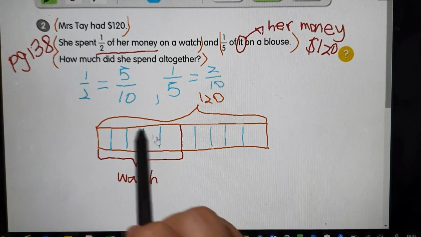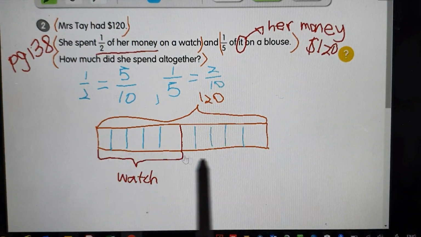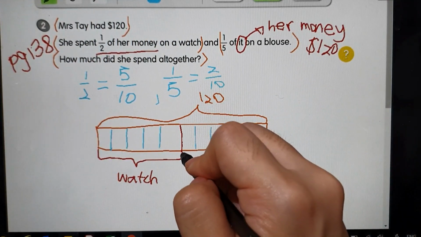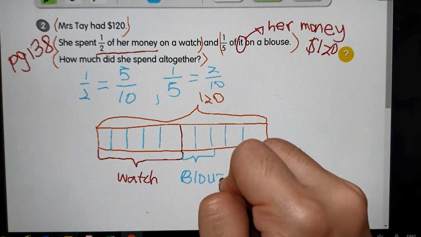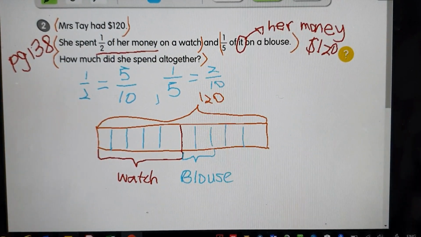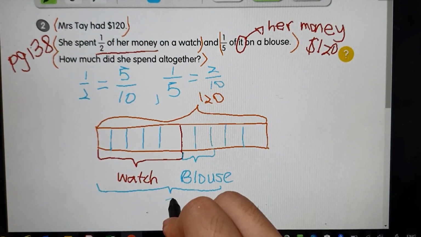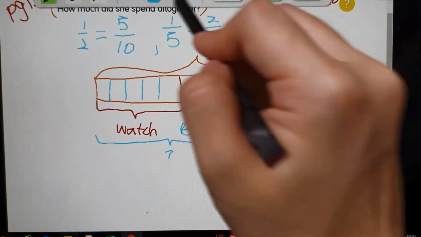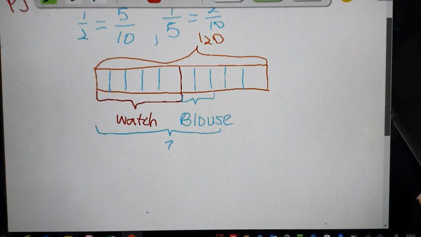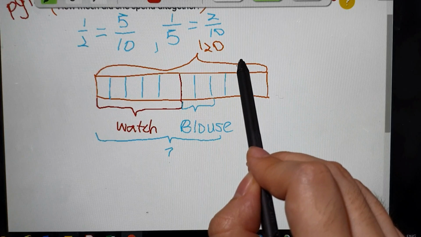So 5 out of 10 is spent on the watch and 2 out of 10 will be on the blouse. So total here is 10 units. 2 units would represent the blouse here. So how much did she spend altogether? Altogether would be a combination of the watch together with the blouse. So now, if you just look back at our model, you would be able to see that a total of 10 units here represents 120.